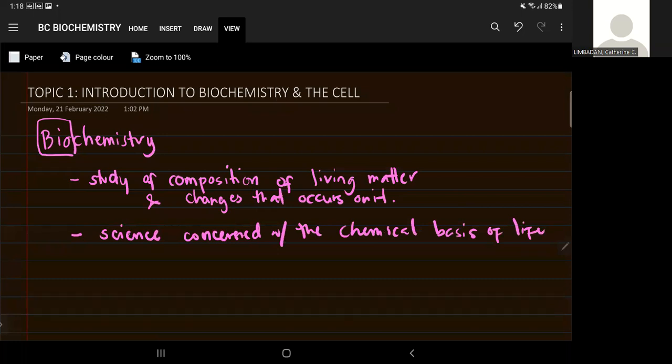Because as the cell is the unit of life, the components of the cell are biochemical components or compositions of the cell. That's why, again, it is concerning the chemical basis of life. Why do things exist? Because some of its components are biochemical components. So therefore, it is the science concerned. Okay? Saan siya concerned?